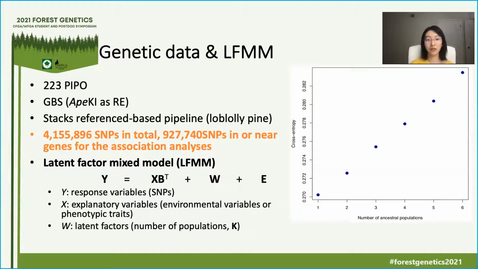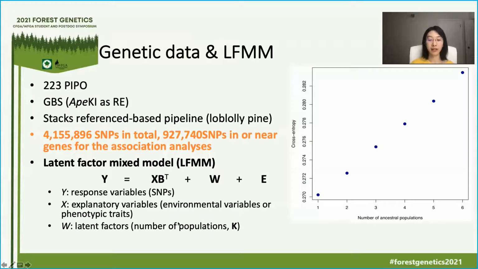However, many SNPs fall in the intergenic regions and have no direct effect on gene expression or function. So we filtered out these intergenic SNPs, keeping about 900,000 SNPs in or near genes for the association analysis. I chose LFMM, the latent factor mixed model, to run the association analysis. The number of populations K represents the latent factor in this model.